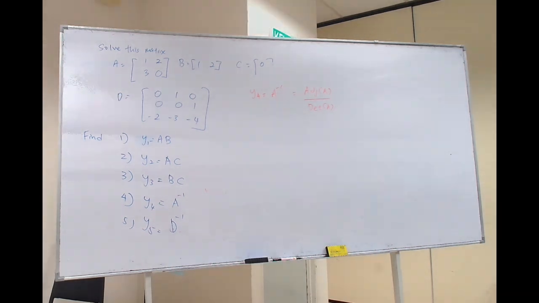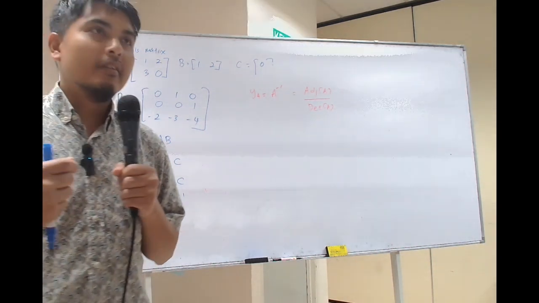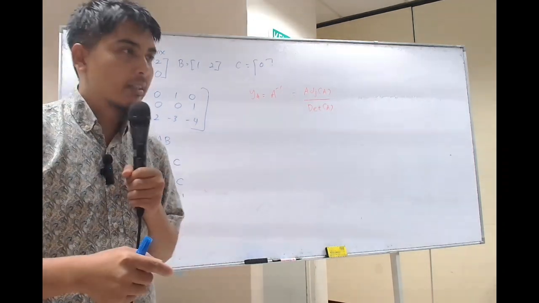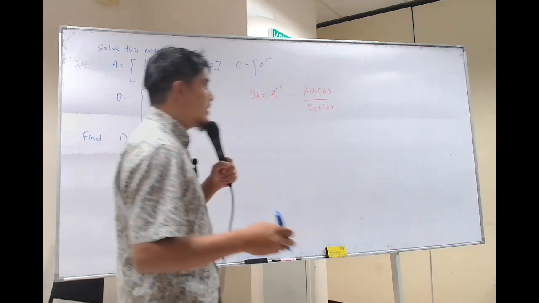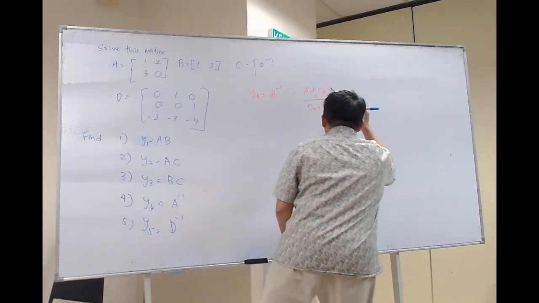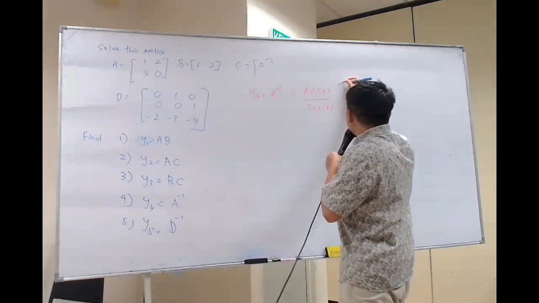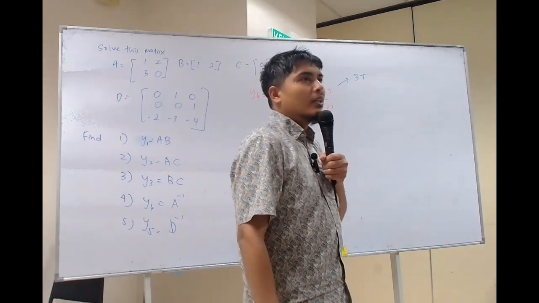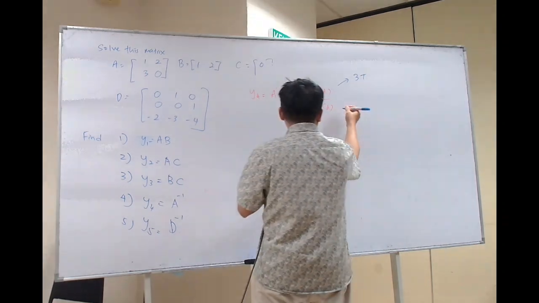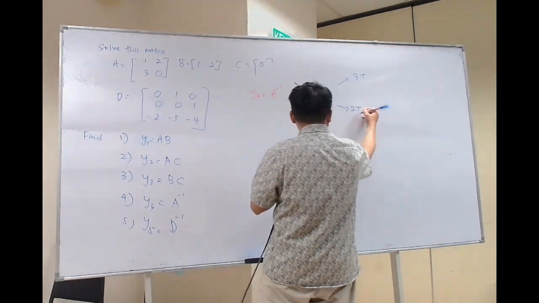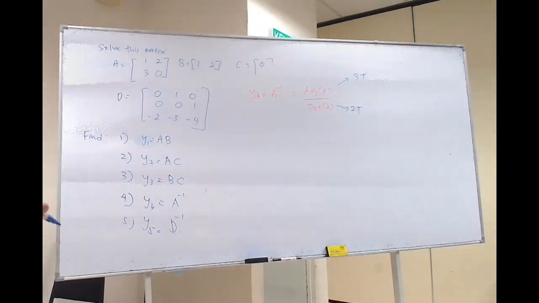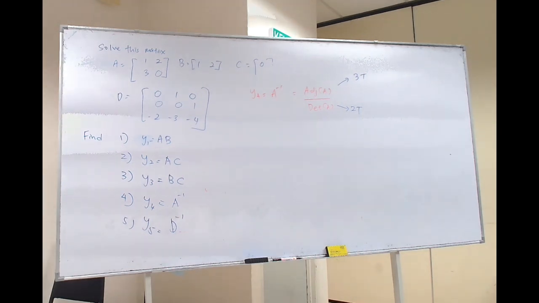Okay, so I create my own techniques to help you to solve it easily. To solve for adjoint, the technique I call 3T. To solve for the determinant, the technique I call 2T. Okay, this is what I create to help the student.